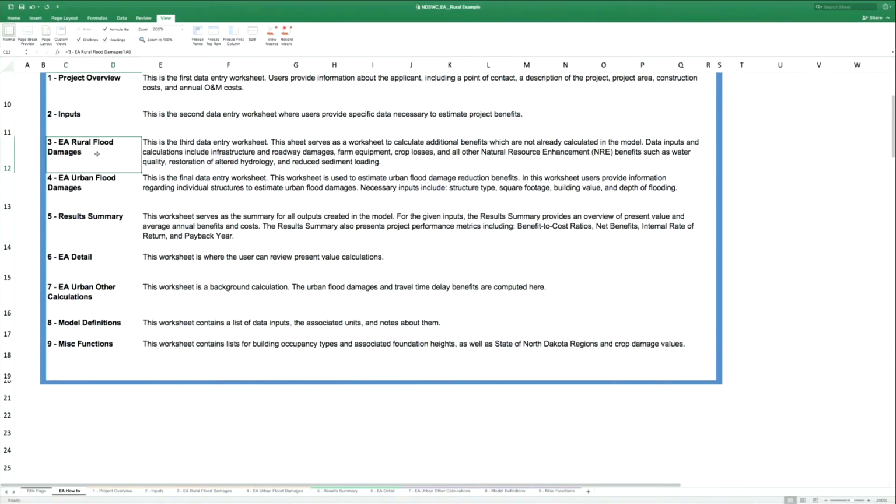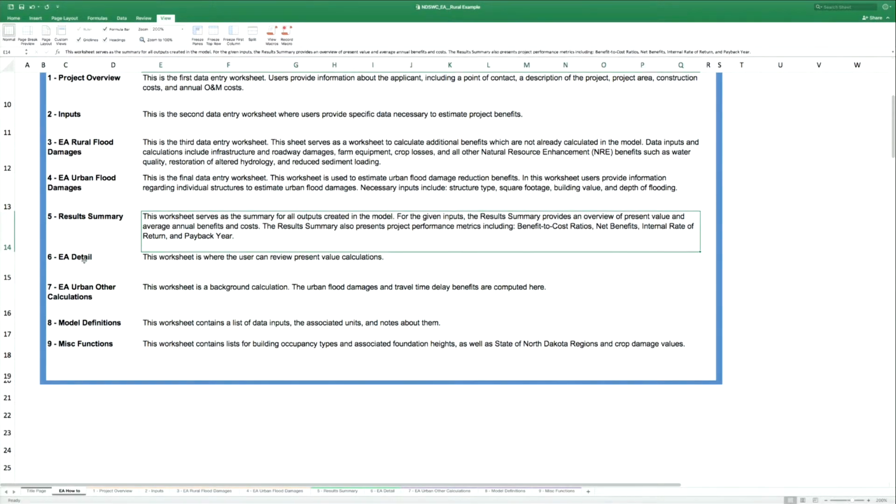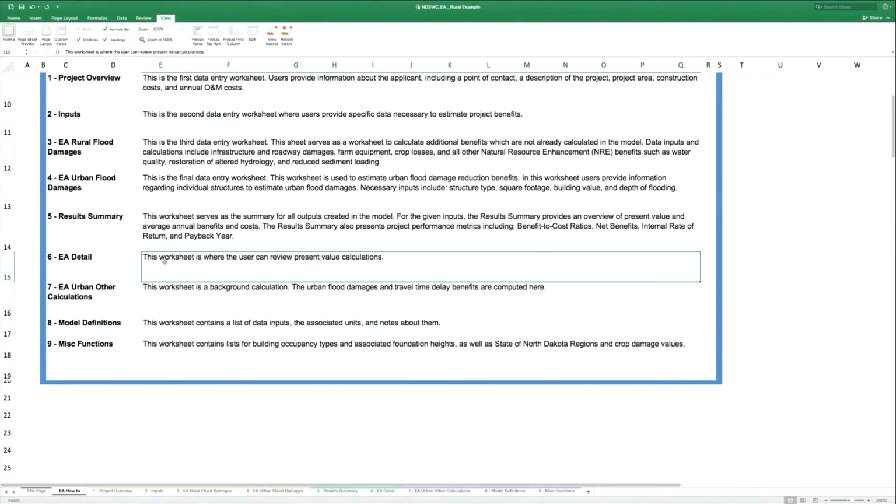Input worksheet 3, which is your EA, rural flood damages. This is where you're going to enter some of the specific information about crop losses, natural resource enhancement, and benefits such as water quality. And if you're doing urban flood damages, where you're entering information about properties that are subject to flooding, that's where you input that data. And then we have a results summary, and the detail, which shows the present value calculations. It's similar to the life cycle cost analysis model, where we had a high-level results summary and then the detail of all the calculations in each year.